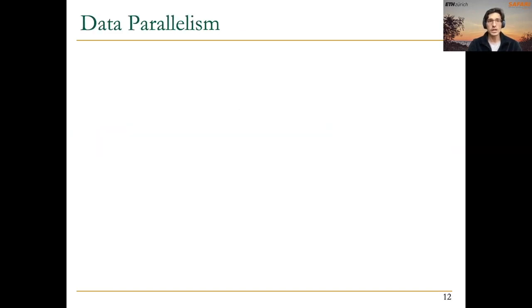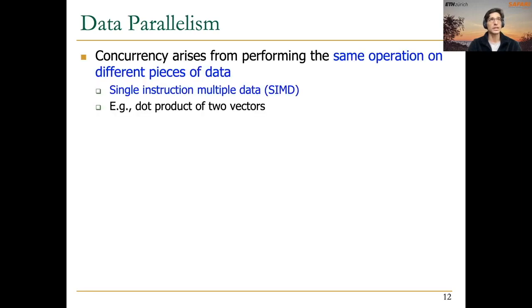Array processors and vector processors for a start, and after that, we will talk about GPUs. As I said in the beginning, SIMD processors are good at exploiting data parallelism. And what this means is that concurrency, or the simultaneous execution from multiple processors, arises from performing the same operation on different pieces of data. It's essentially the example that we have seen before from Flynn's paper.